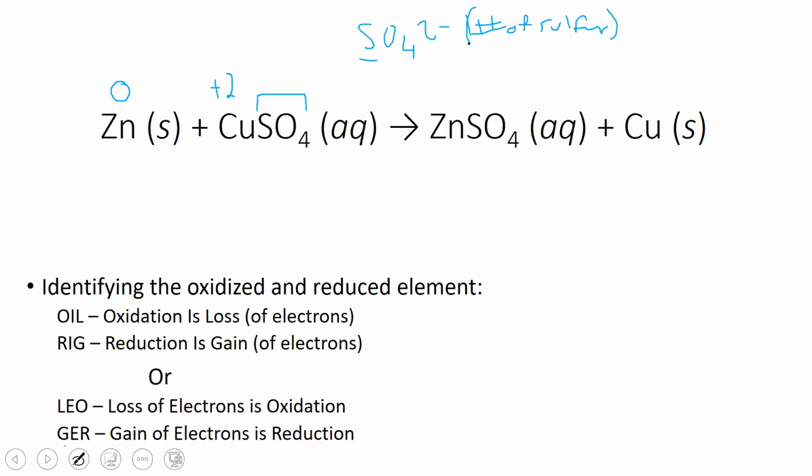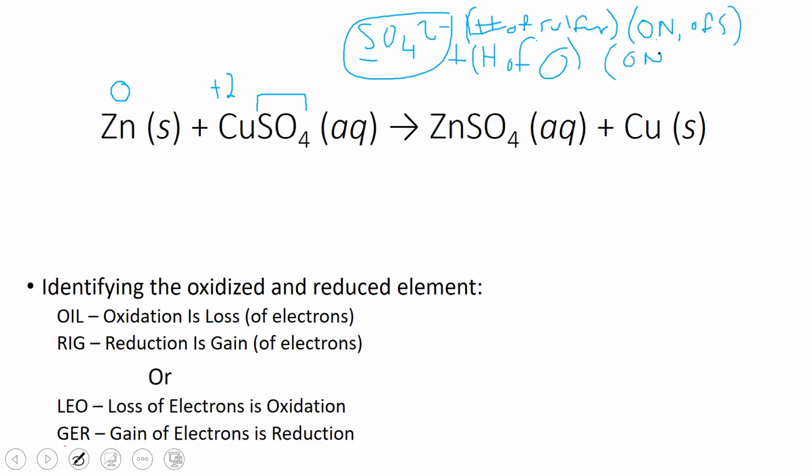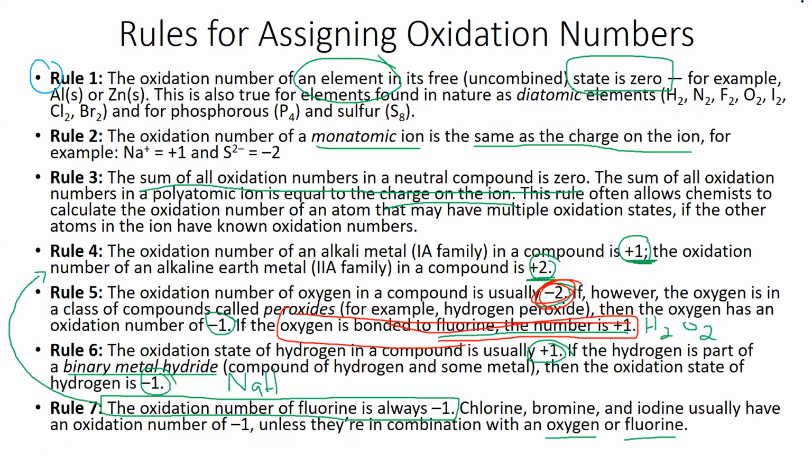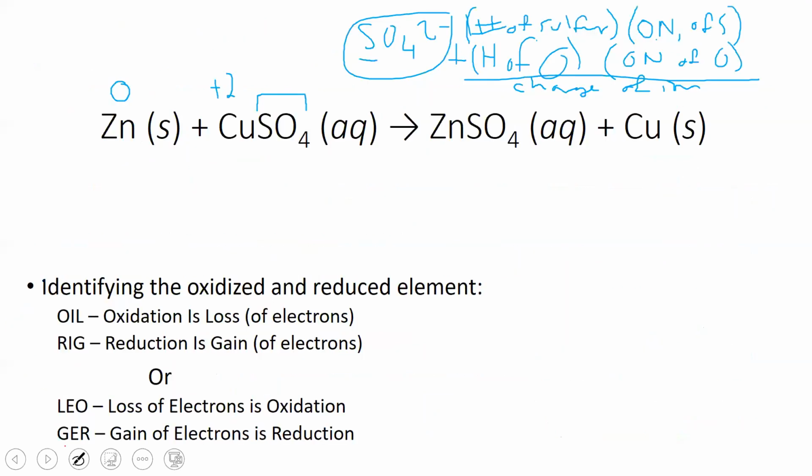So the first part of this is the number of sulfur times the oxidation number, which I'm going to abbreviate ON of sulfur, plus the number of oxygen times the oxidation number of oxygen, which will equal the overall charge on the ion. In this case, if we go back to our list of rules, we'll find that based on rule number 5, oxygen is going to be -2. So we go back here and say, okay, oxygen is -2.